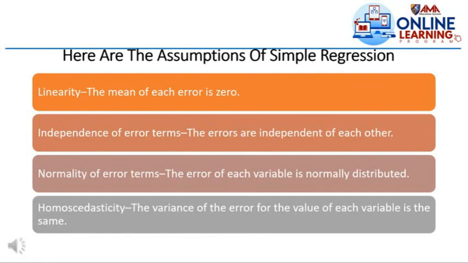I repeat. First, linearity, the mean of each error is 0. Second, independence of error terms. The errors are independent of each other. Third, normality of error terms. The error of each variable is normally distributed. Fourth, homoscedasticity. The variance of the error for the value of each variable is the same.